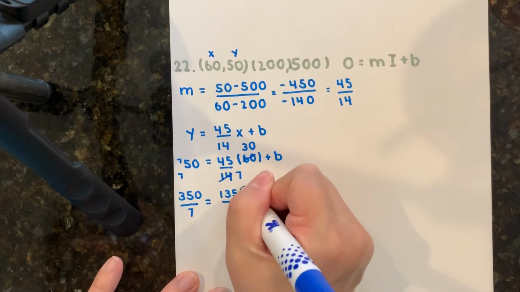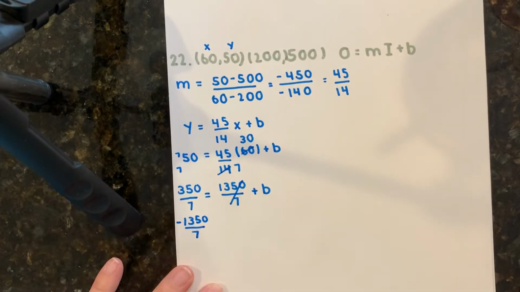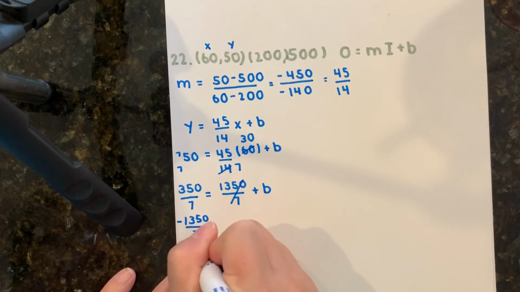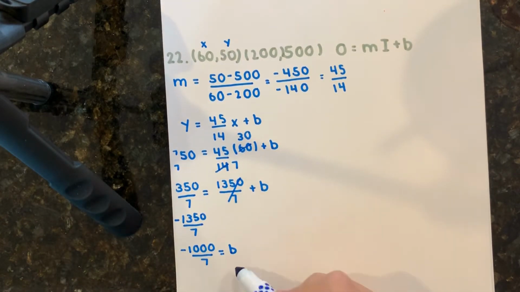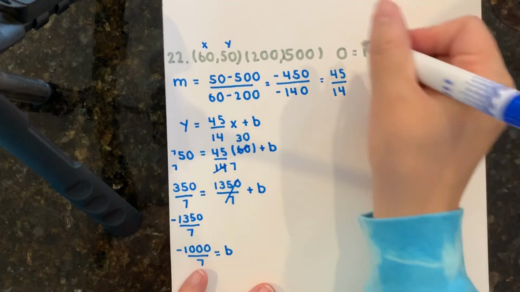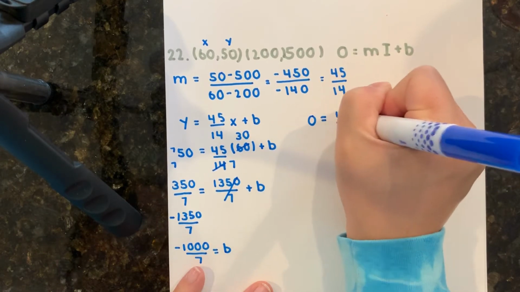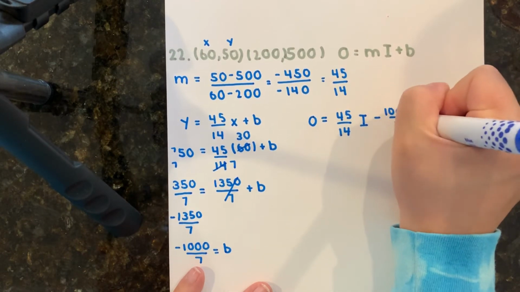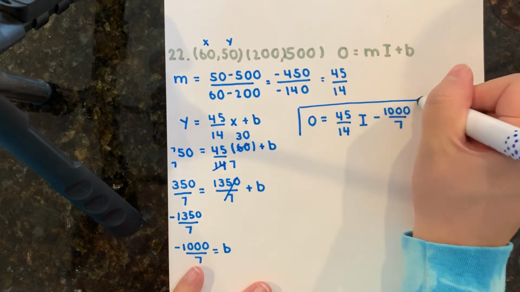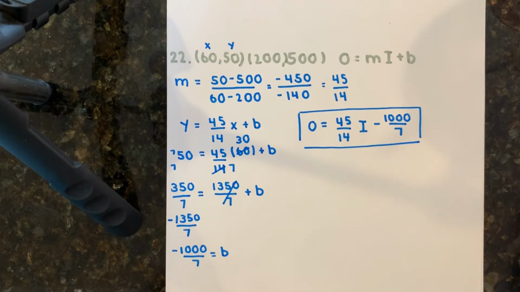You're going to subtract the 1350. So if I do 350 minus 1,350, I get negative 1,000 over 7 equals b. Now this is my b, this is my m. So I'm going to plug it into this equation right here. It's going to be y is equal to 45 over 14 x minus 1,000 over 7. And that is your result for number 22.